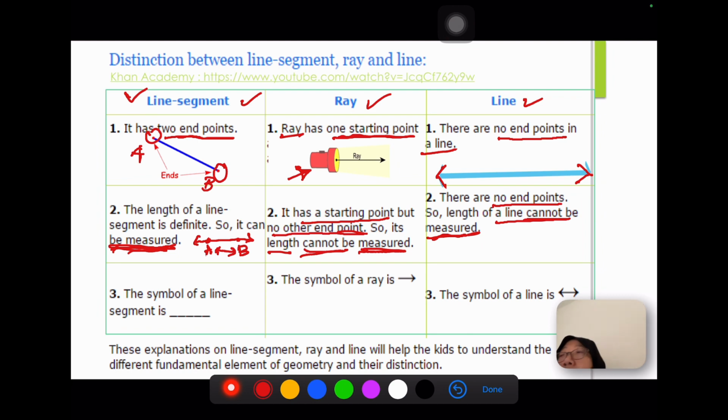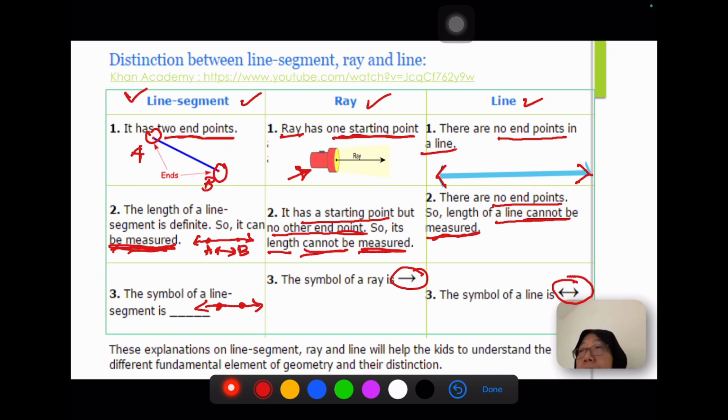The third one is the symbol. This is the symbol for a line, with 2 arrowheads. And a line segment looks like this, plus it has 2 points. And this is the symbol for a ray.